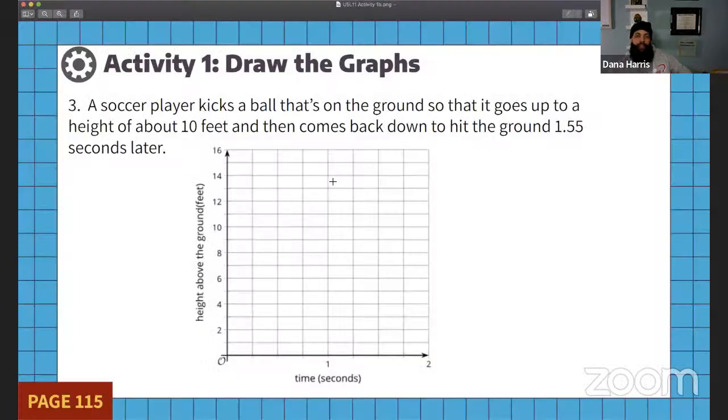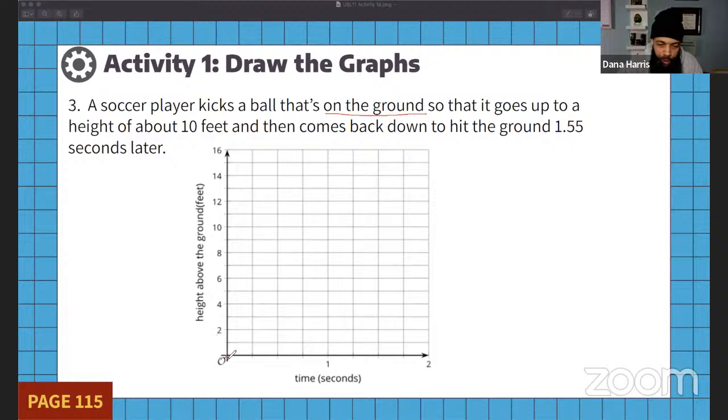Let's get another one and share this. A soccer player kicks a ball that's on the ground so that it goes up to a height of about 10 feet, and then it comes back down to hit the ground 1.55 seconds later. Now, you know that the path of a ball is going to go up and come back down because of gravity. So we know this is going to be some kind of curve. It's not going to be a straight line. But the thing is, it starts on the ground. That's important.